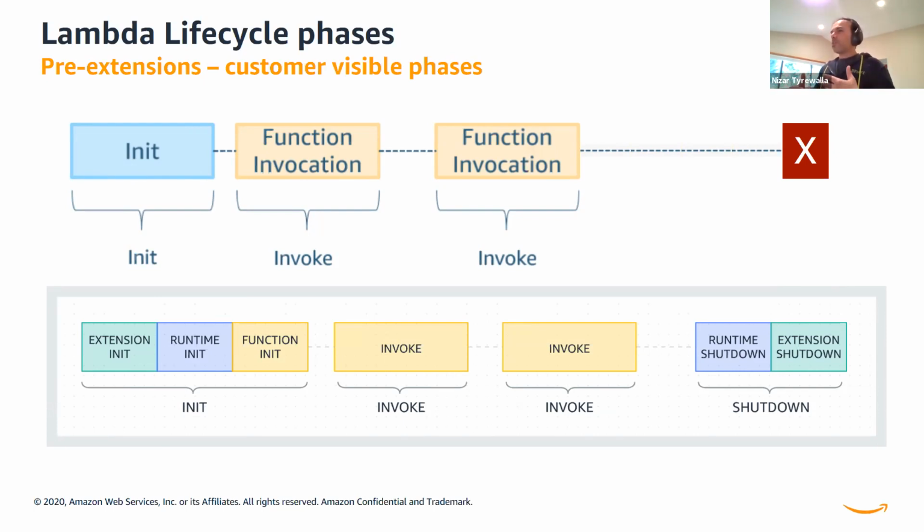So in the initialization phase, there are extensions. Extensions are basically a way to bring your own agent or bring your own code that runs alongside your function, and you can control the lifecycle of that. So let's take a look into each of these, initialization, invoke, and shutdown phase, and see how the communication happens with the Lambda extension.